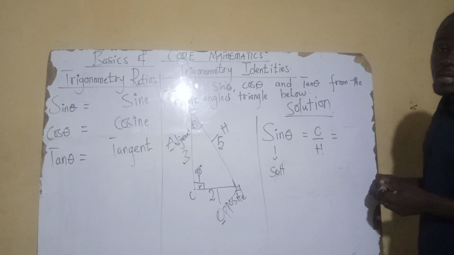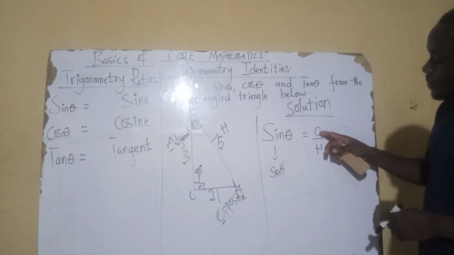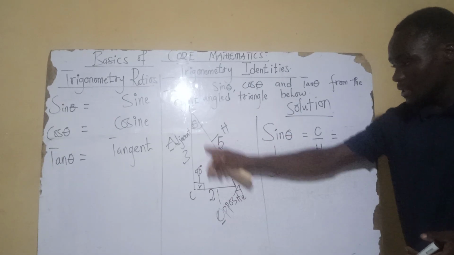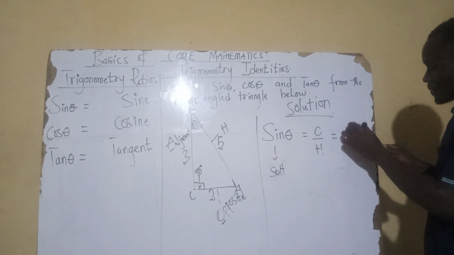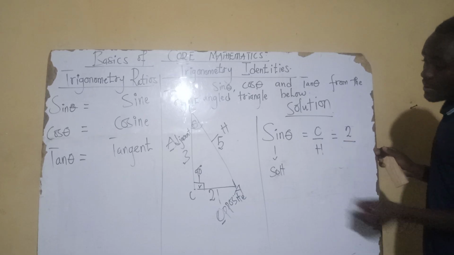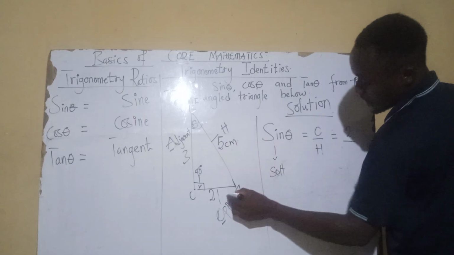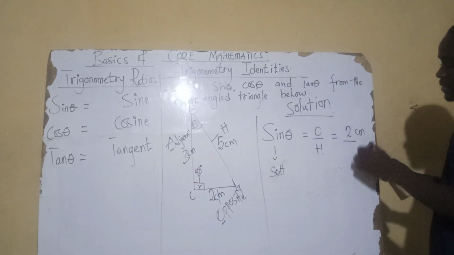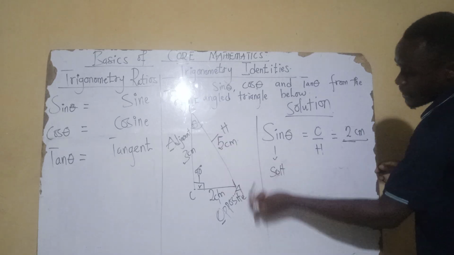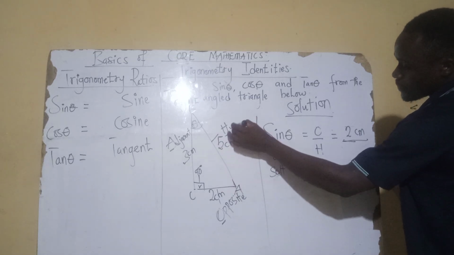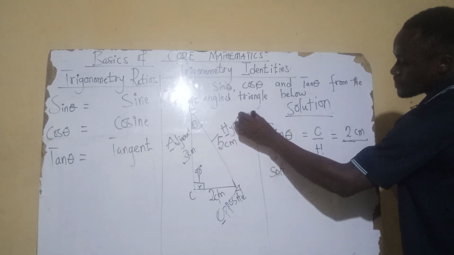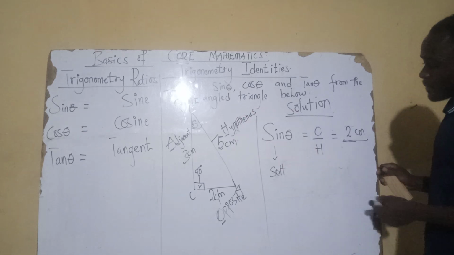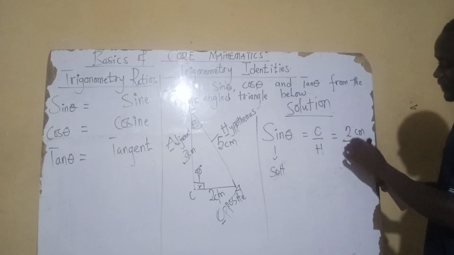So opposite over hypotenuse. Now the value for the opposite is here. Looking at where the angle of reference is, it is facing here. So the opposite becomes 2. So I have 2 over, remember this is in terms of dimension, so here 2 is centimeters. So I have 2 centimeters over the hypotenuse, which is the longer side. The hypotenuse is h. Let me spell it well. Hypotenuse. So h, which is the hypotenuse, is 5 centimeters.